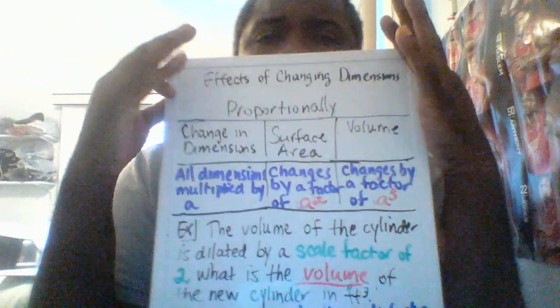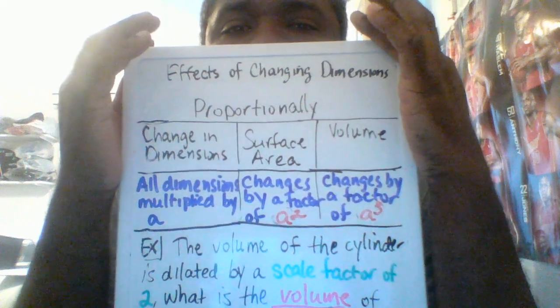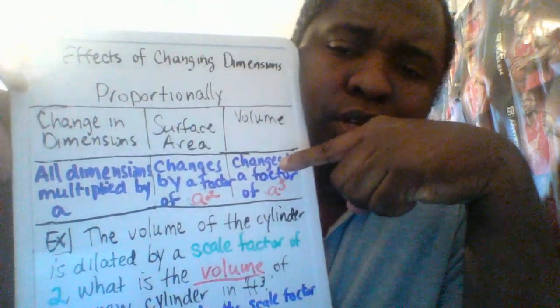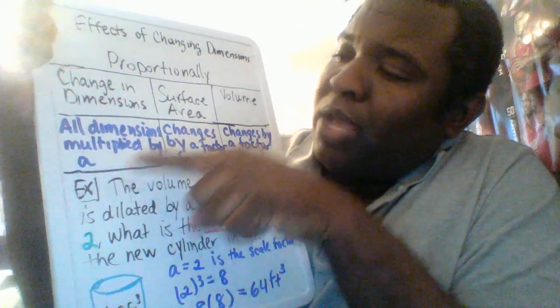All right. So we're done with area and perimeter of a 2-dimensional shape. Now we're going to deal with 3 dimensions. So here we go. This is the effects of changing dimension in 3 dimensions. Right here we have this nice table that you should look at, and it says all dimensions multiplied by A.